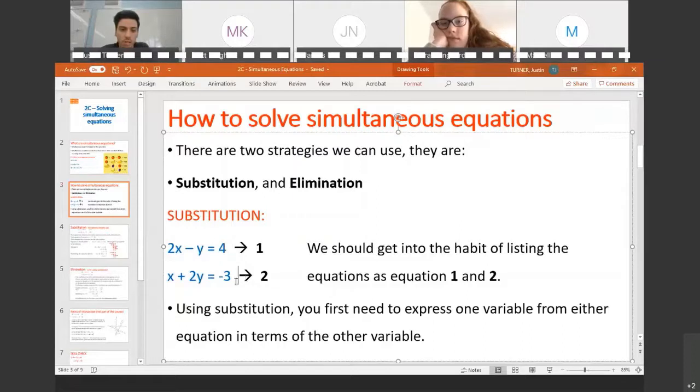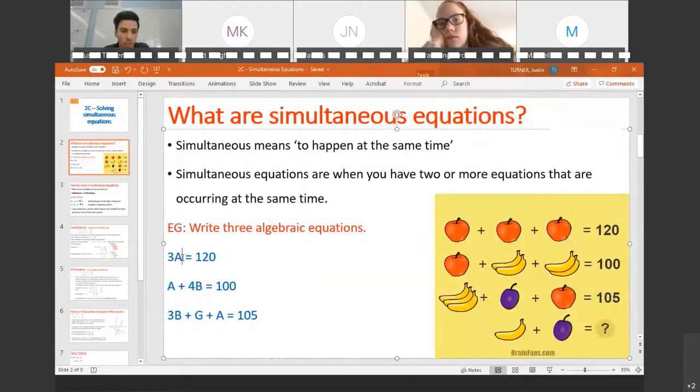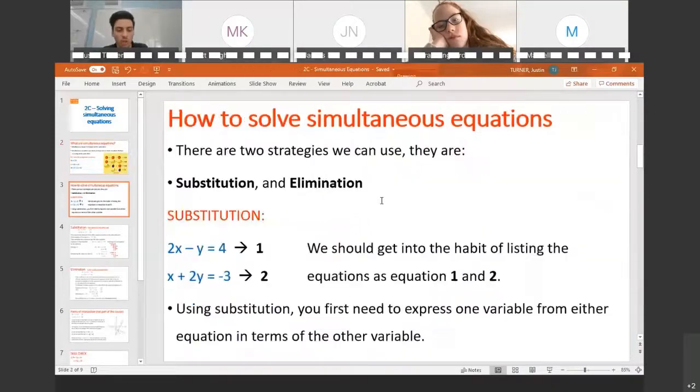Something you'll note is that if you have 2 variables, so we've got x and y here, you have to have at least 2 equations to solve it. In this example up here, because we had 3 variables, A, B, and G, you have to have 3 equations. So the number of variables you have to have is the same as the number of equations. But I'm fairly sure in this course, we do only look at 2 variables. So we'll only ever have 2 equations. So don't stress about that.